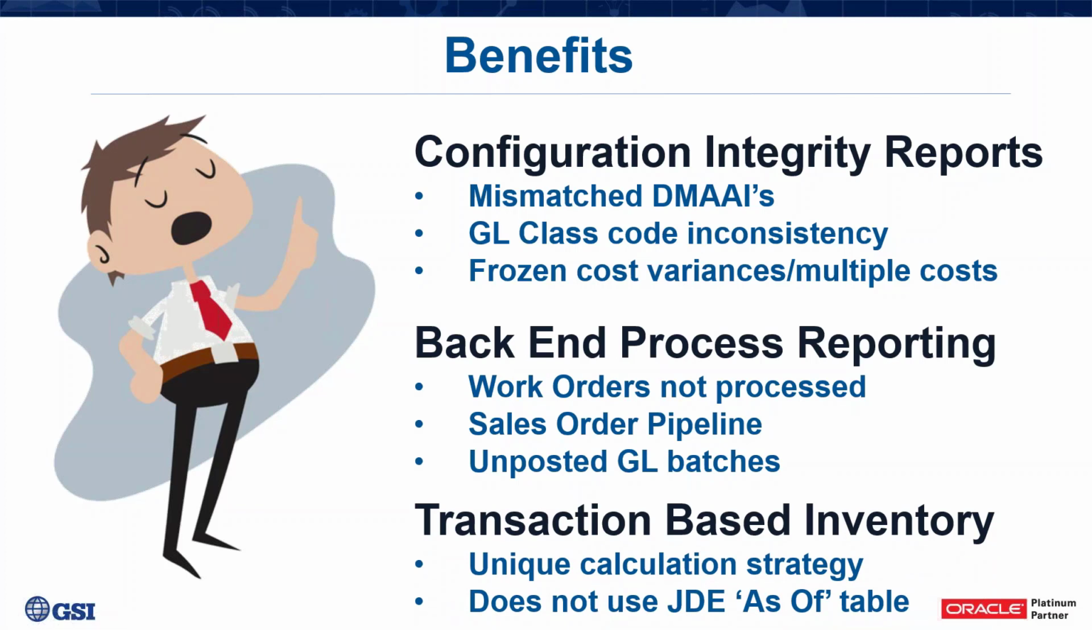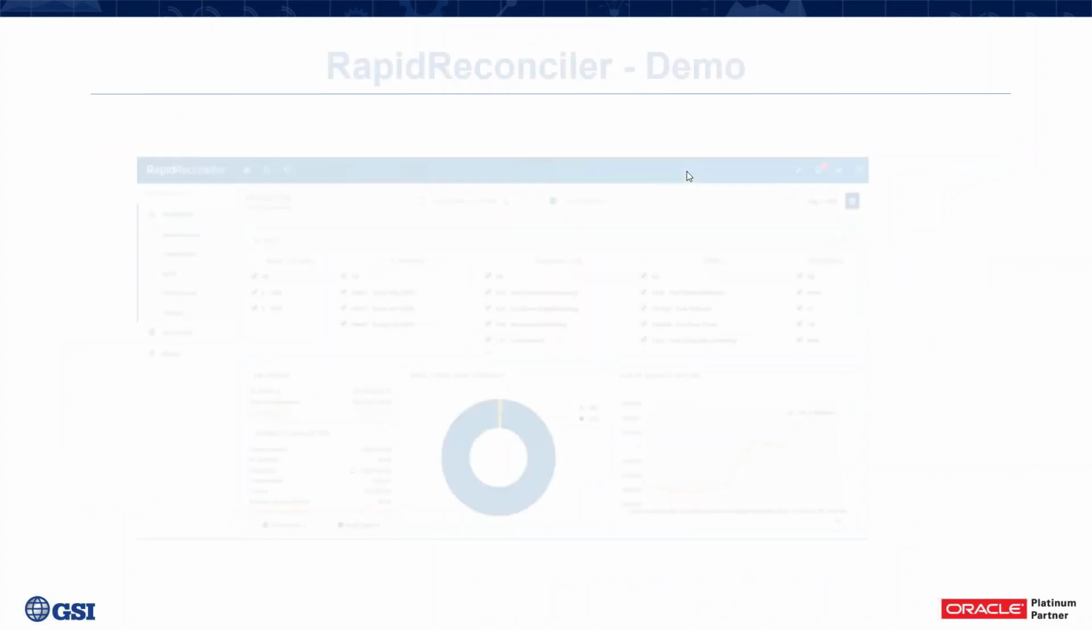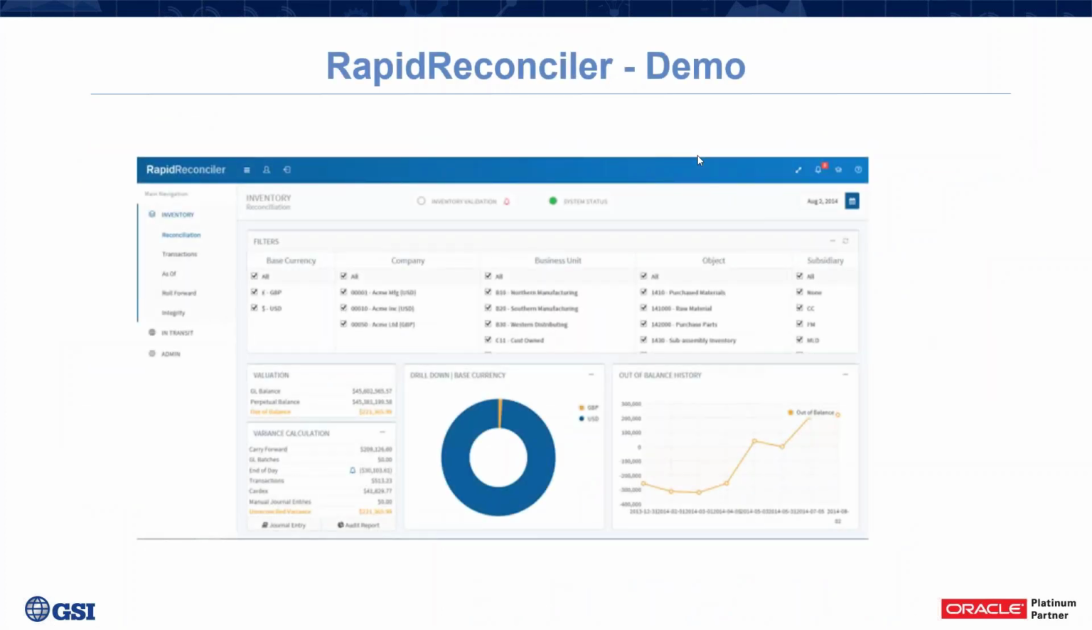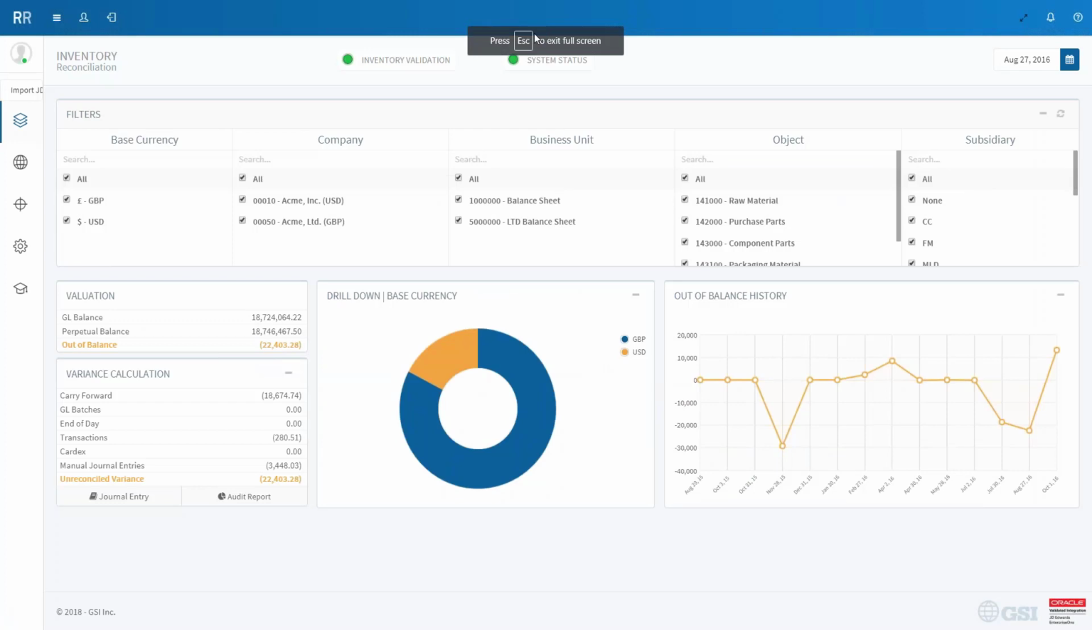And we do produce a transaction-based inventory report. We have our calculation strategy that we put in place, and we do not use the J.D. Edwards as of table, as we've learned over the many years of analyzing it that it is not an accurate source of information. So we have built our own. With that, let me get out of slides and I'll show you the product itself.